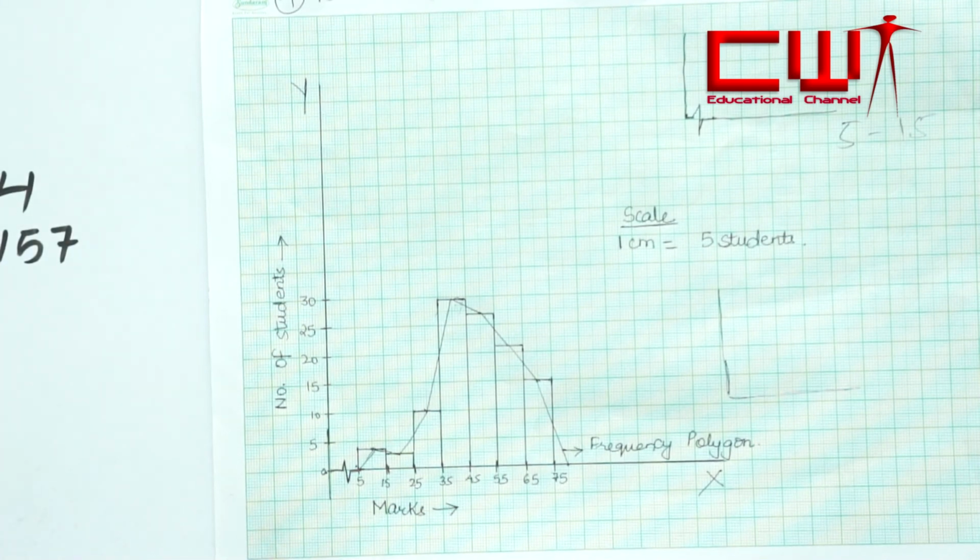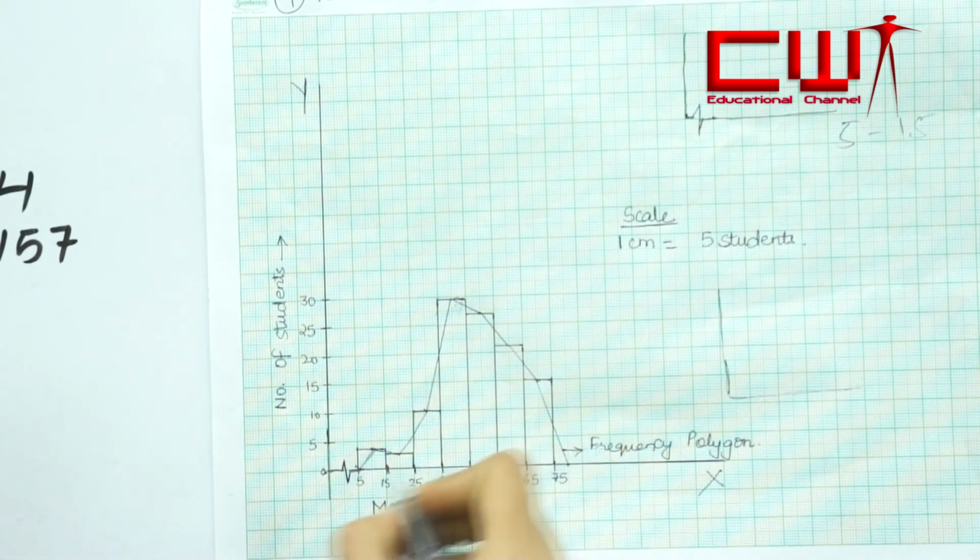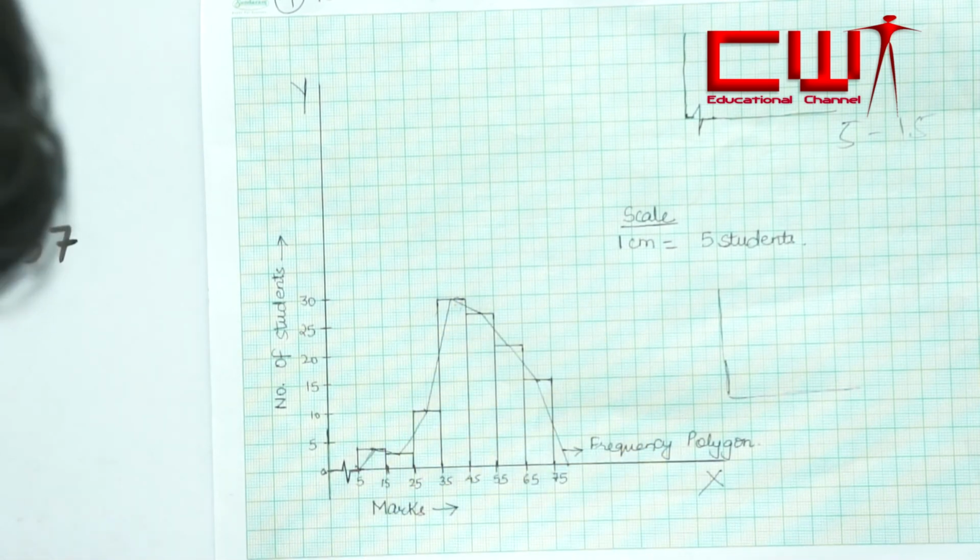You start subtracting the second number from the first. 5 minus 3 is 2. So in front of 15 to 25 you will write 2. 15 minus 5 is 10. 44 minus 15 is 29. 70 minus 44 is 26. 91 minus 70 is 21. 106 minus 91 is 15. So this is how you will draw the histograms.